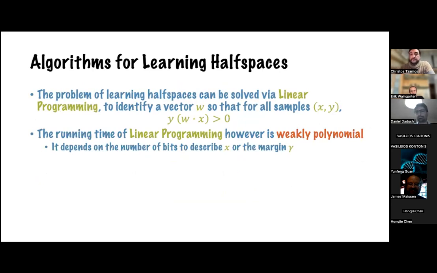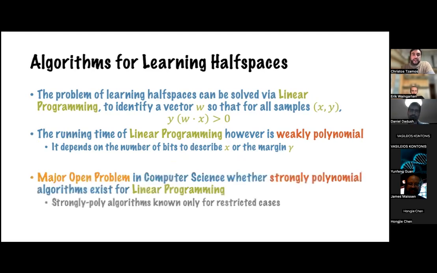yet the running time of linear programming is weakly polynomial. In particular, there is a dependence on gamma, which is a strange parameter there, right? Like why do we even need this? So this margin gamma determines the runtime of the algorithm, and we can also bound what gamma is if the bit complexity is bounded. Okay, so these algorithms are weakly polynomial because they depend on how points are placed in space. And the major problem we mentioned is whether strongly polynomial algorithms exist for linear programming. And such algorithms are only known for very restricted cases. So we do not know such a strongly polynomial time algorithm in general.